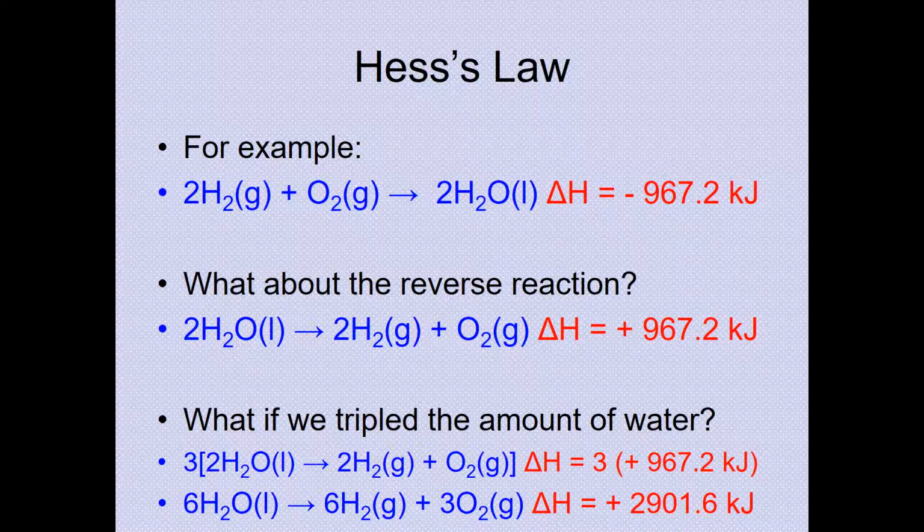So anything you do to an equation has an effect on the delta H, but it is a predictable effect. If you reverse it, you change the sign. If you multiply through by something, you have to multiply your delta H by that same amount.